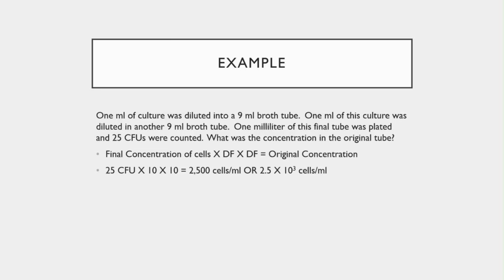Okay, so we're going to plug in our formula. The final concentration of cells was 25, so we'll put in 25 here. Now we diluted it twice. We did 1 to 10 dilution here, and then we did another 1 to 10 dilution here. So we did 2 1 to 10 dilutions. So we're going to find the dilution factor of each, which is 10 times 10, or it's 100, right? Same thing. So 25 times 100 equals 2,500 cells per milliliter in that original tube.